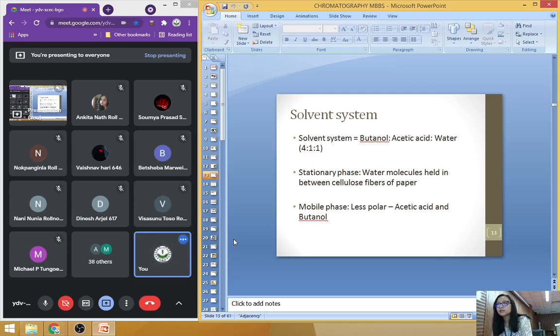Remember, the stationary phase is not the paper. The paper is just a supporting medium, whereas the stationary phase is the water molecule that will be held in between the cellulose fibers of the paper. Then the mobile phase is less polar. It will be acetic acid and butanol.